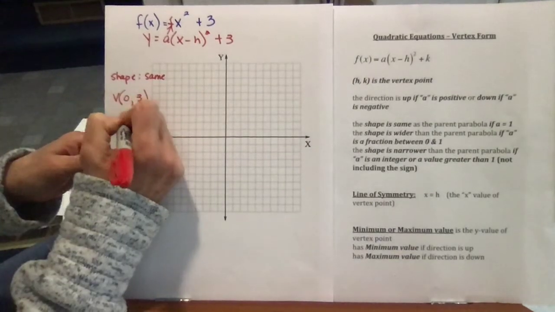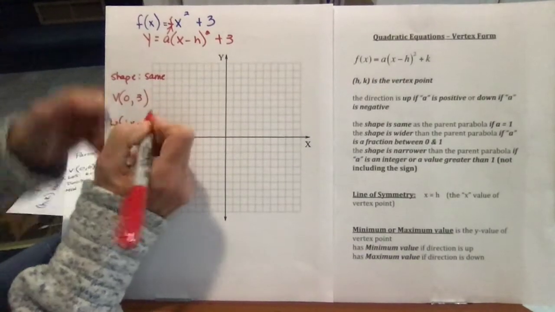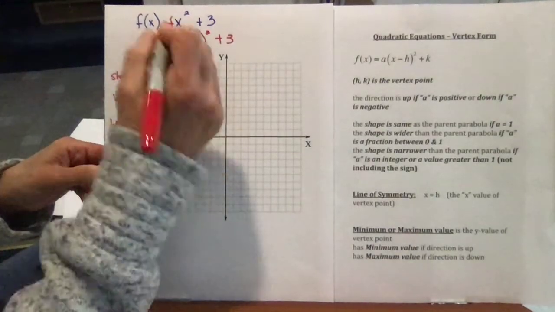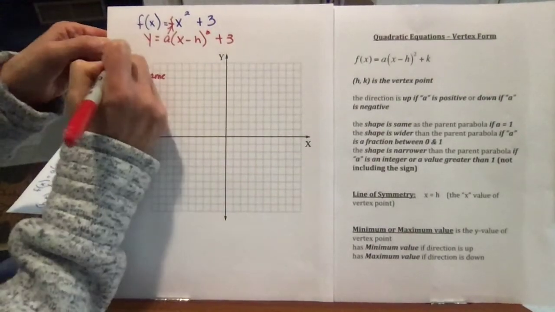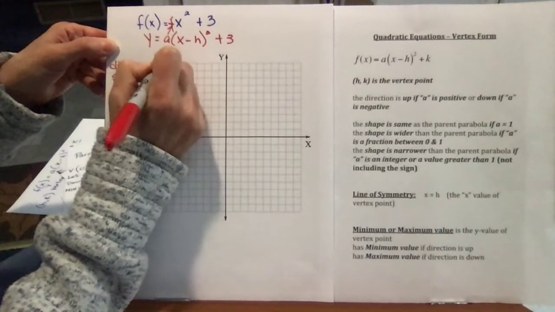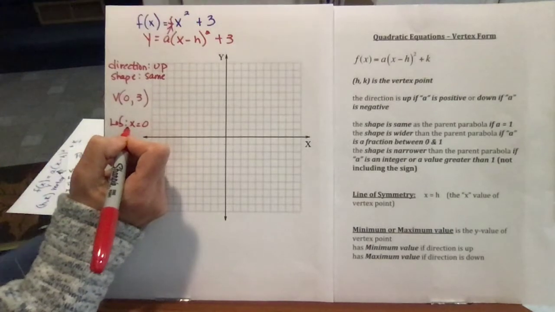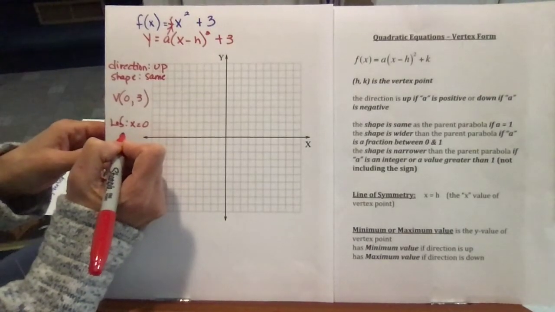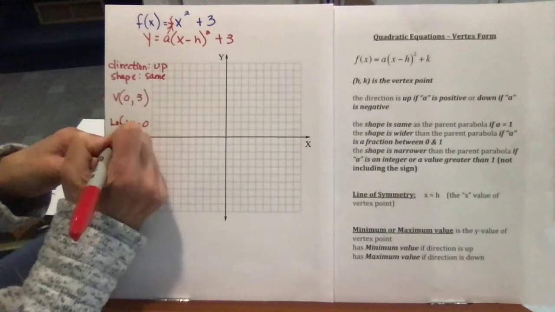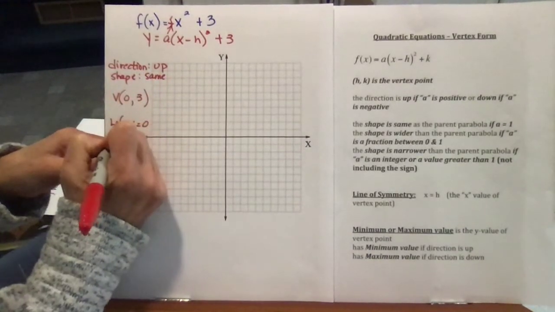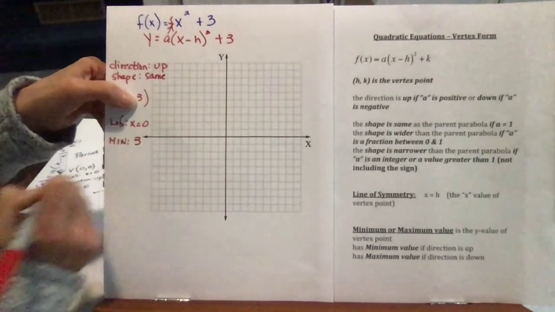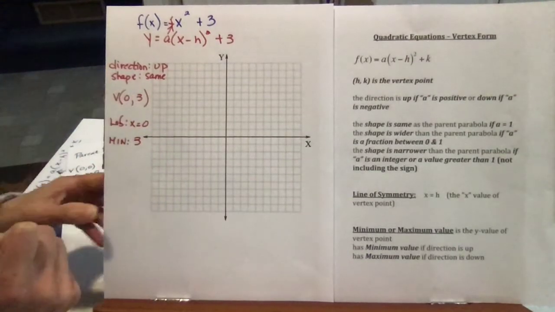Okay, now we can do our line of symmetry, which is x equals the x value from the vertex, so x equals 0. Since it's going up, we have to look at our direction. Our direction is up because it's a positive x squared, so it's a positive 1a. It has the same shape as the parent, so it has a minimum value, and that minimum value is the y value from the vertex.